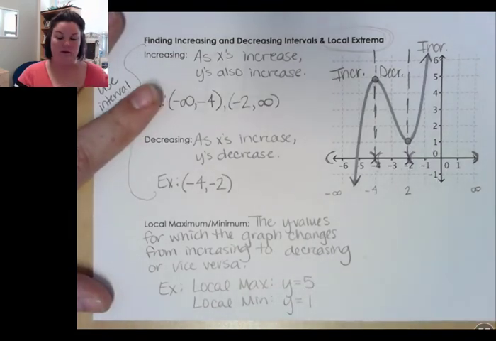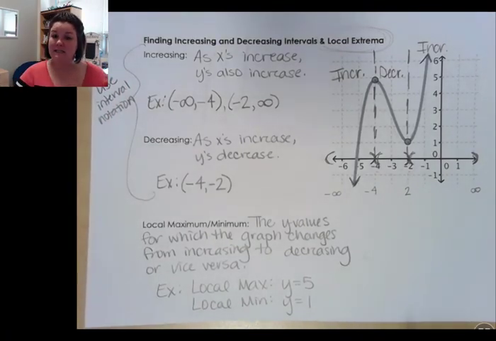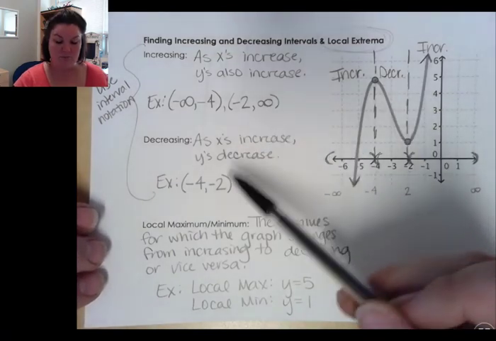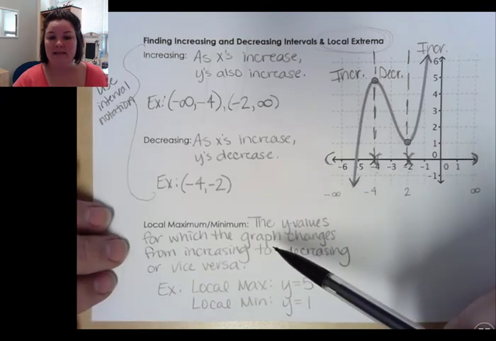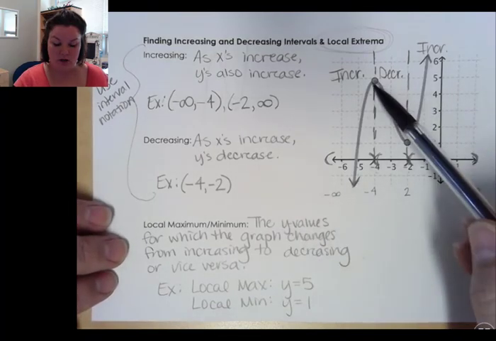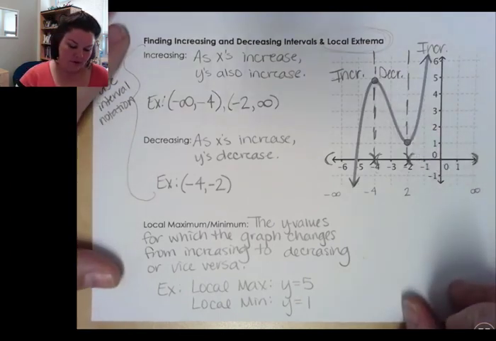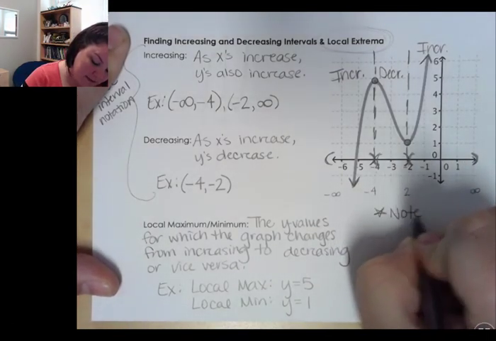Y equals 1. Okay. Does it kind of make sense? Maybe not too bad. Increasing, decreasing, trace from left to right, and list the intervals in terms of our x domain values. Okay. Local max and min are determined by those turning points, and we use the y values at those points.